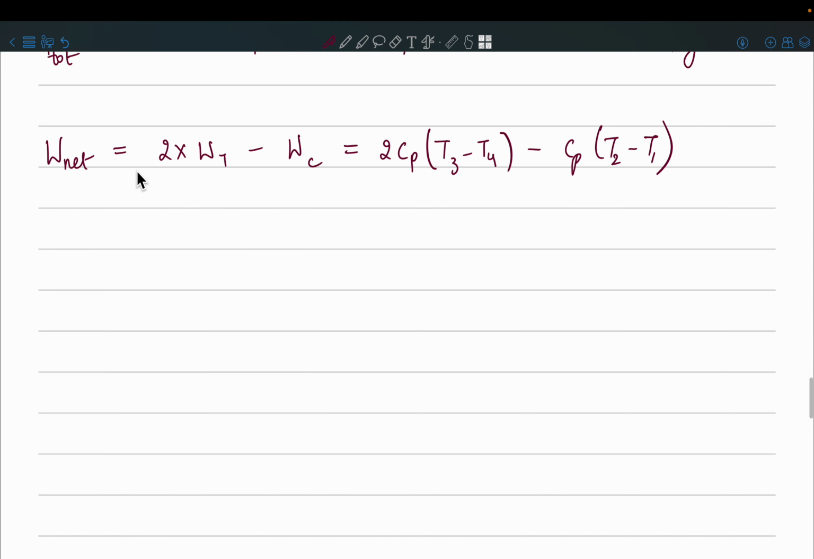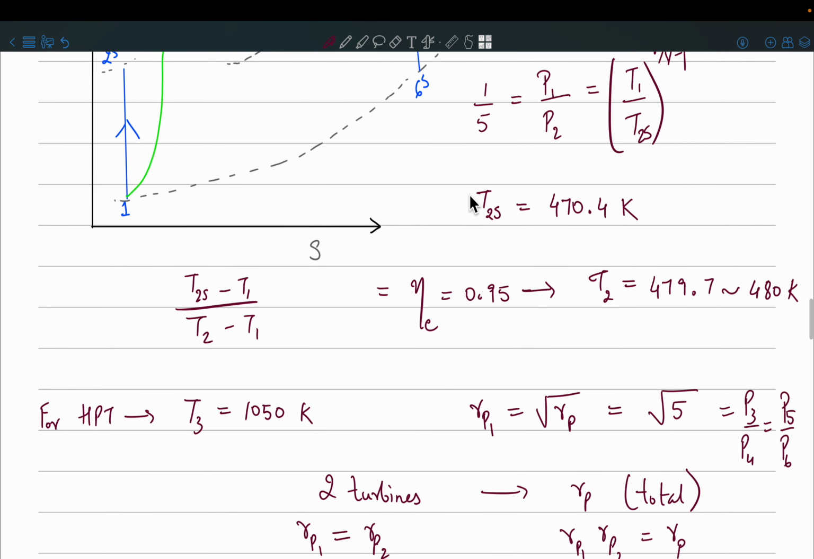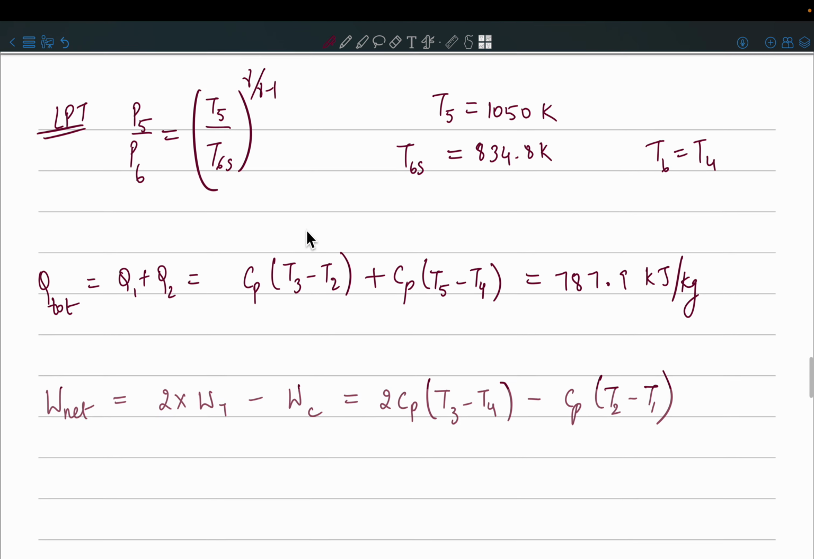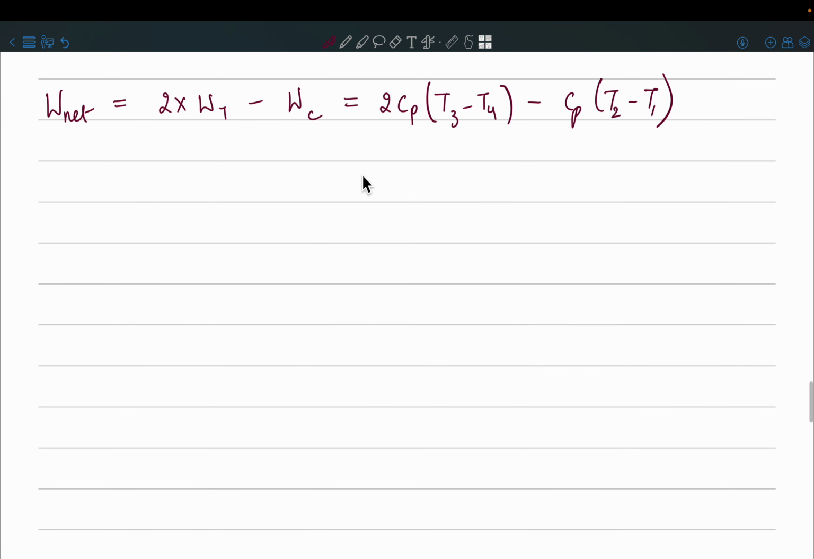Always remember that in these calculations, when you are calculating the work or the heat, always use the real temperatures. So never use the isentropic values, like don't use the value of T2s or T4s and so on. Okay, so you have all the values. Please tell me the answer. What is the net work of this cycle? It's 245.7 approximately what I have here. Yeah, you were pretty close.